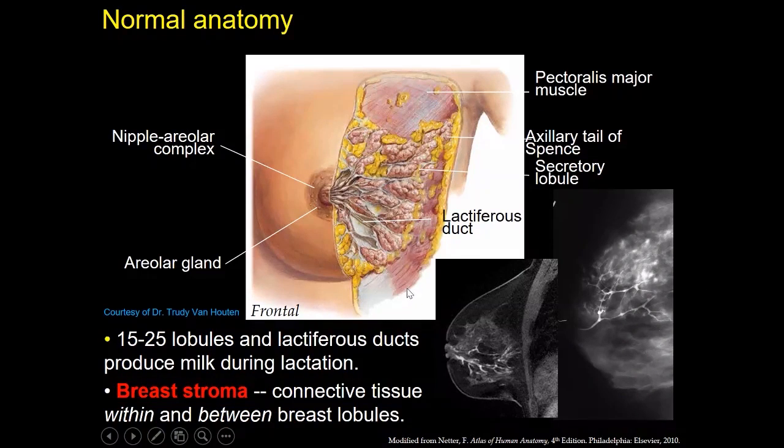There are 15 to 25 lobules and lactiferous ducts that produce milk during lactation that all come together centrally at the nipple-areolar complex. And then there's breast stroma, which is the connective tissue within and between those breast lobules. We can see the ductal system on MRI if there happens to be proteinaceous or hemorrhagic debris in the ducts, or we can do a galactogram or ductogram where we inject radiopaque contrast into the ductal system and then image it on mammography.